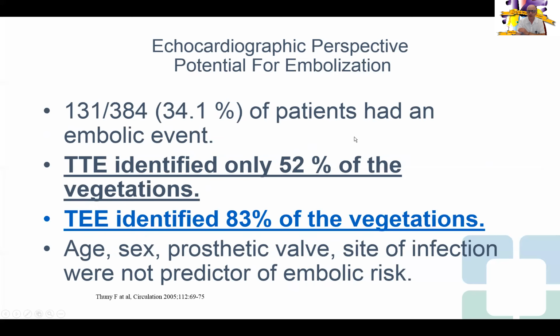Distal embolization is not rare, it's about 1 in 3 patients. TTE identified only 52% of the vegetations, so only half and half. So you should not accept the transthoracic echo as a risk stratifier for embolization. It misses almost 50% of the vegetations, whereas transesophageal echo identified the majority of these vegetations.